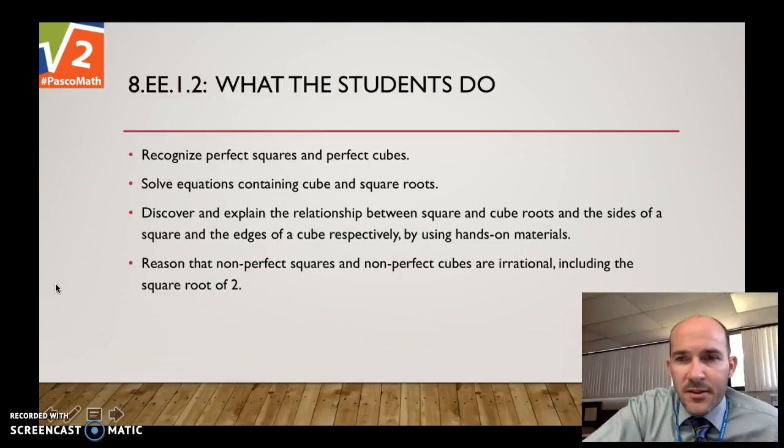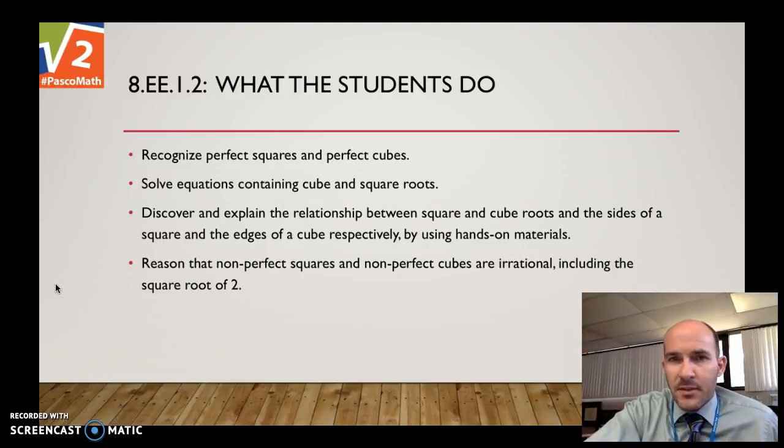Now moving on to what the students should be doing. They need to recognize perfect squares and perfect cubes. And so I want to say recognize, not memorize. I want to distinguish between the two. If students need to make some lists, like a reference to refer back to, I think the more they work with it, the more they explore patterns, then they'll start to recognize perfect squares and perfect cubes and not have to rely on writing them out every time.